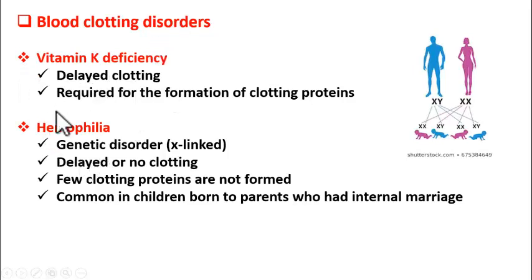Then there is hemophilia. So what is hemophilia? Hemophilia is a genetic disorder. It is linked with X chromosome. Students, you know, females have two X chromosomes, males have X and Y chromosome, right? So this disease arises due to mutations in X chromosome.